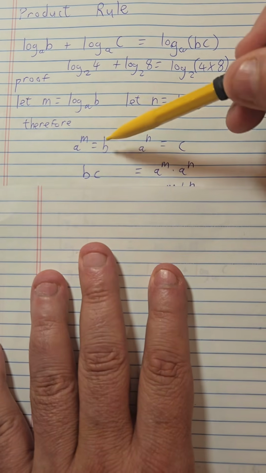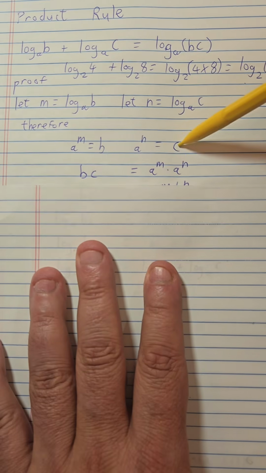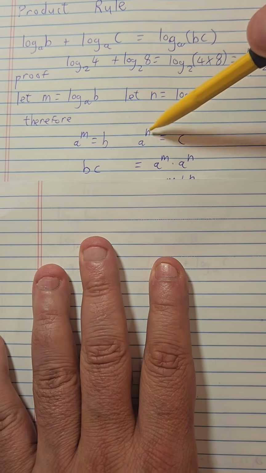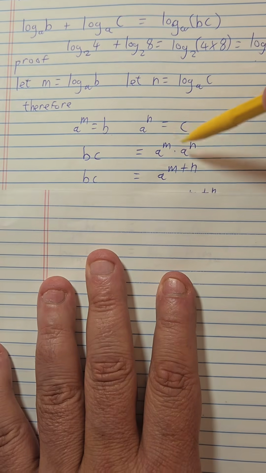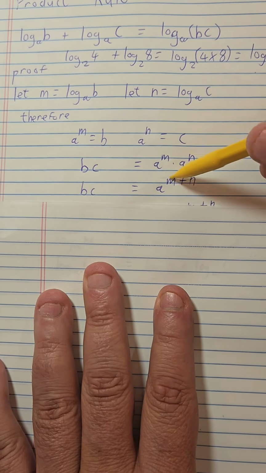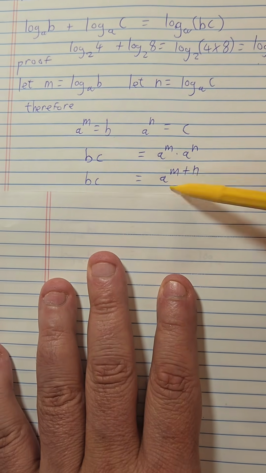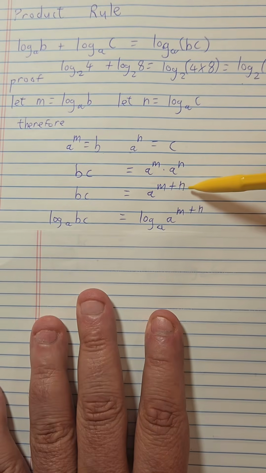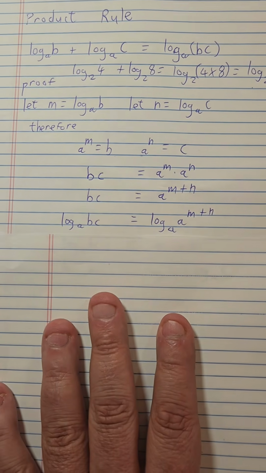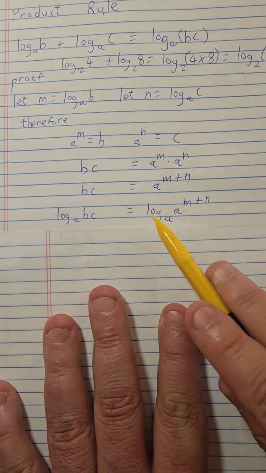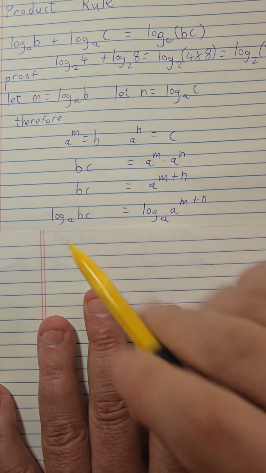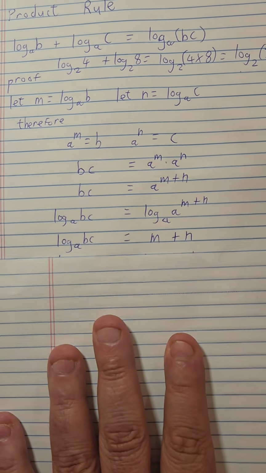And B times C will equal A to the M times A to the N. By the rules of exponents, when we multiply, we add the exponents. B times C is A to the power of M plus N. And if left equals right, the log of the left equals the log of the right. I put both to the base A.